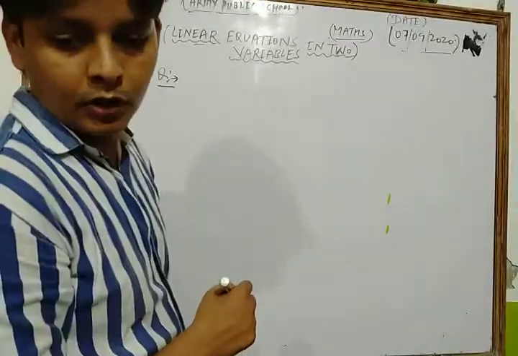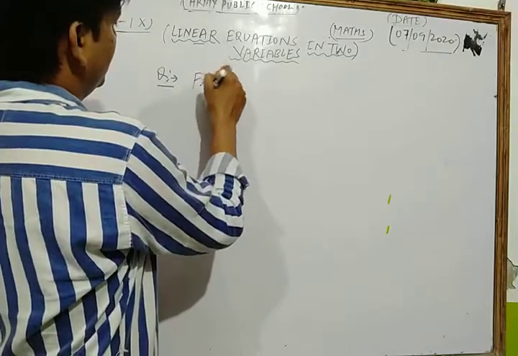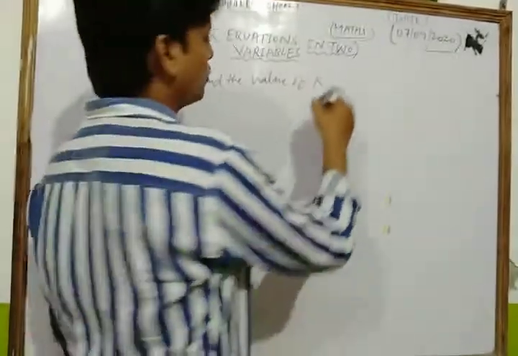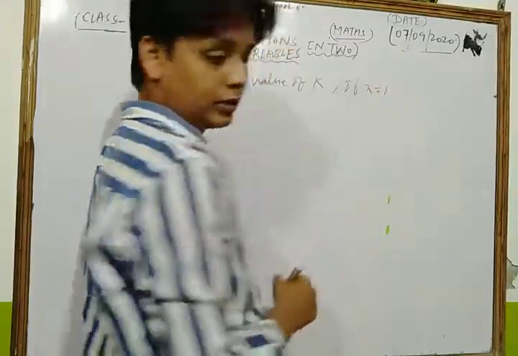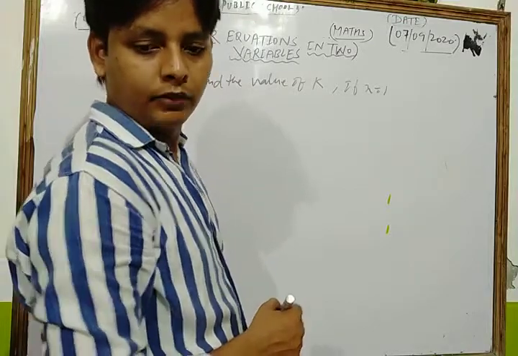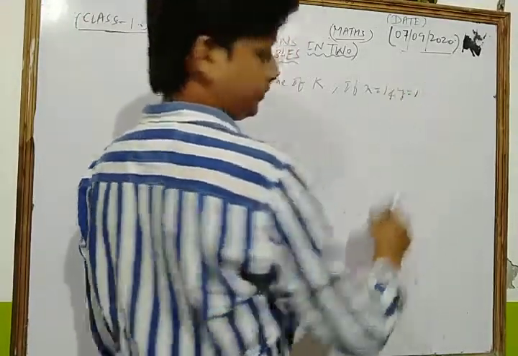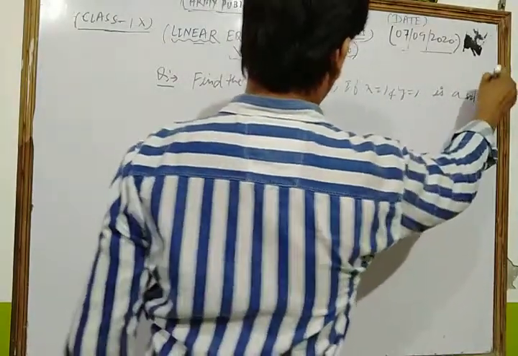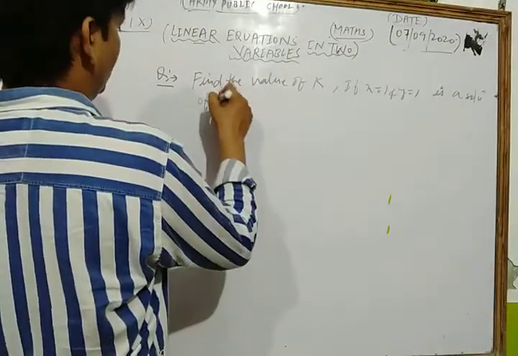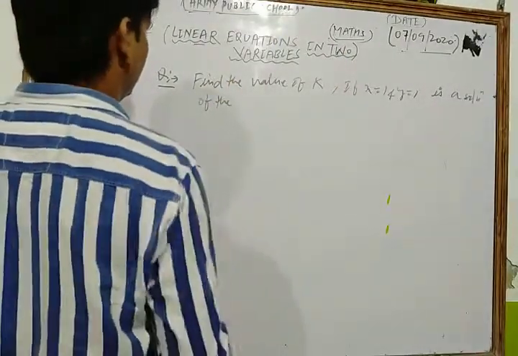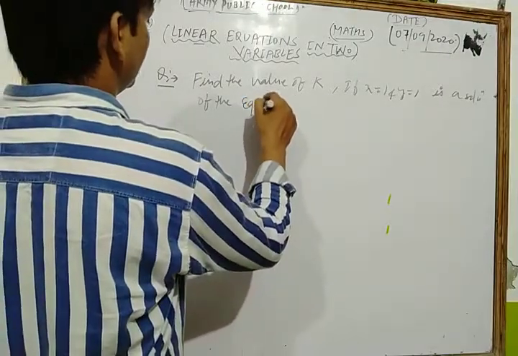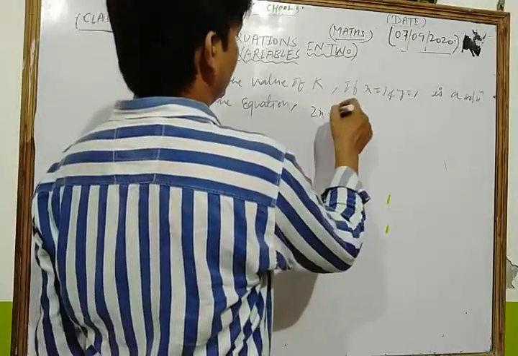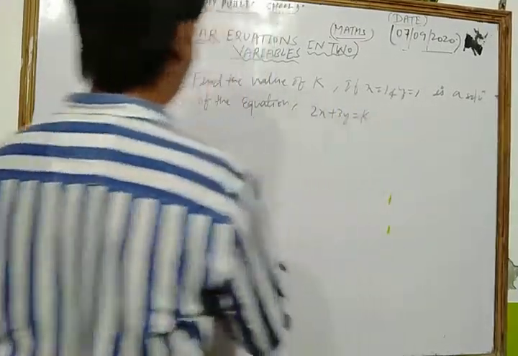The question is, find the value of k if x is equal to 1 and y is equal to 1 is a solution of the equation 2x plus 3y is equal to k. Let's see its solution.